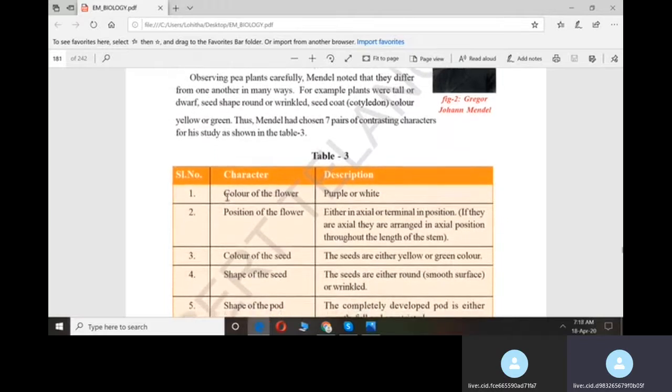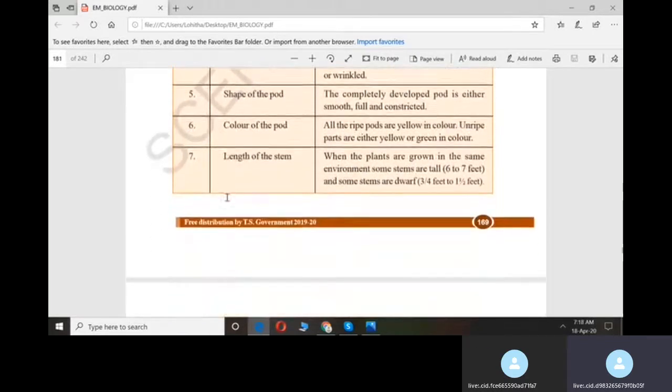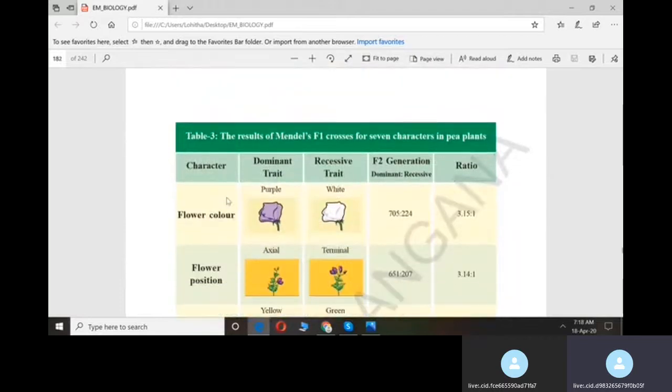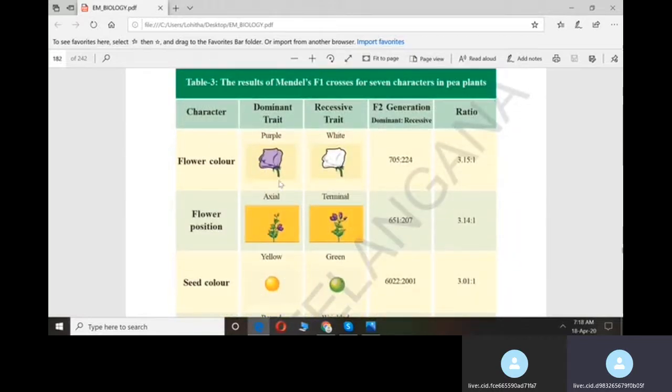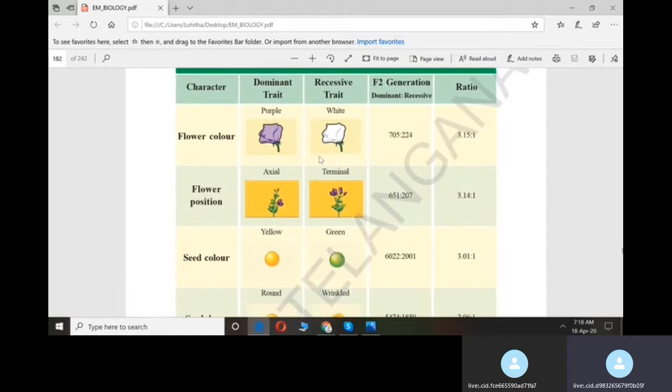He selected seven characters. What are those? We can see the diagrams. He took the color of the flower, which may be purple or white. He took the flower position, axial or terminal. Axial means this part, and terminal means the top position.